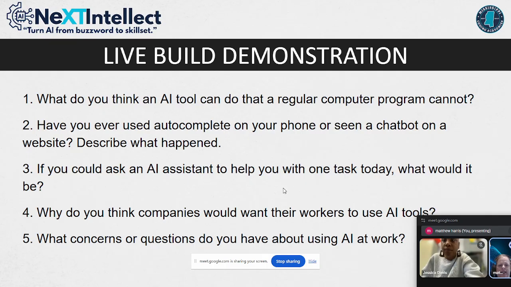If you can ask an AI assistant to help you with one task today, what would it be? So thinking about your own work using an AI assistant, what would be something you would want to offload onto it once you knew how?